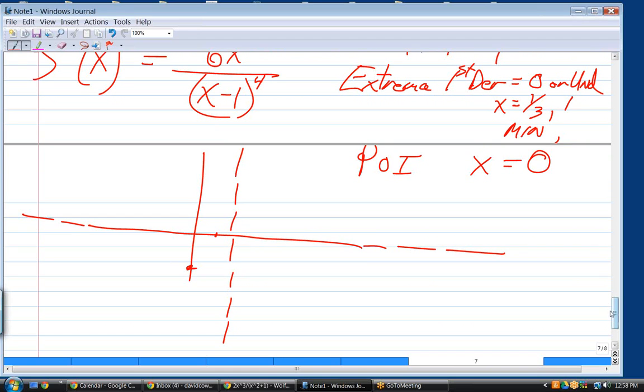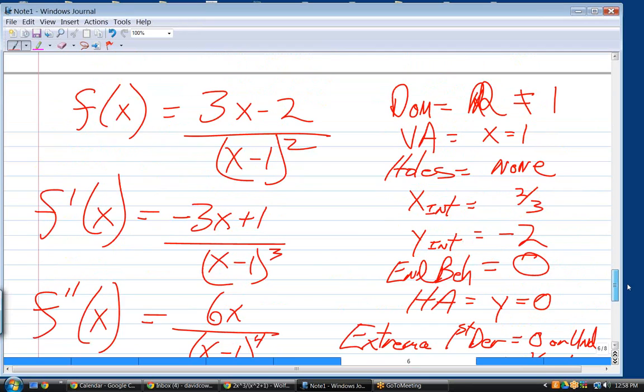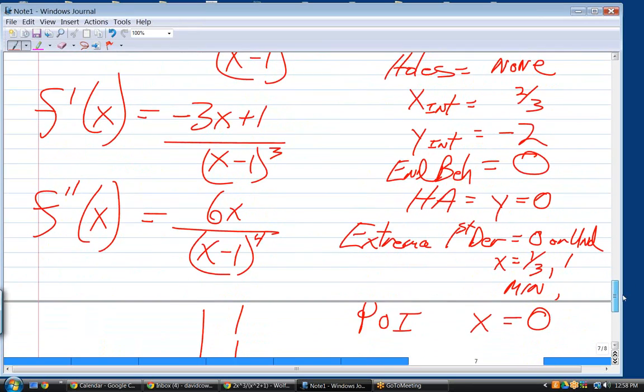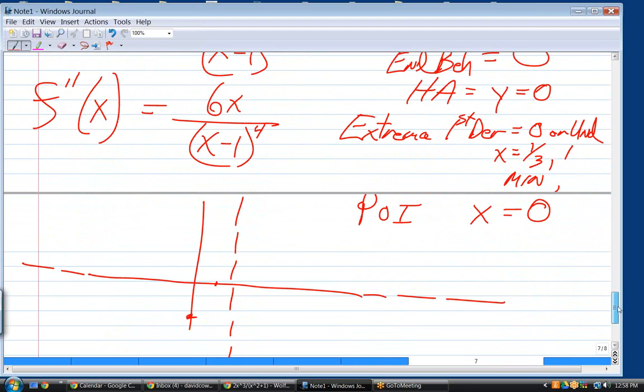Let's see, what else do we know about it? No holes. I got my intercepts on there. I know my end behavior is going to go towards this horizontal asymptote in both directions. I have an extrema at x equal 1/3. That's an extrema. Well, what would give me an extrema there? Let's see, for it to go through this y-intercept and that point, I'm trying to imagine what this thing might look like.